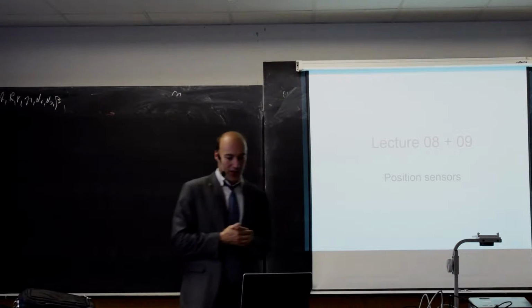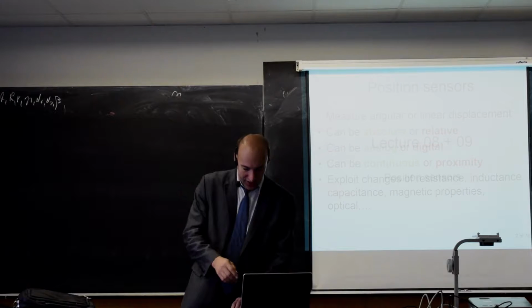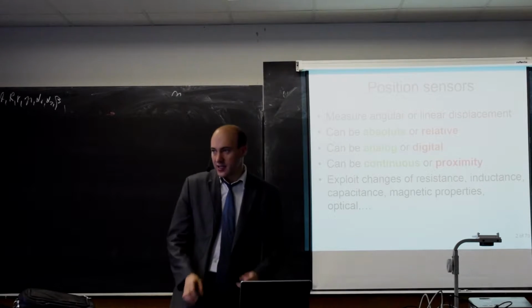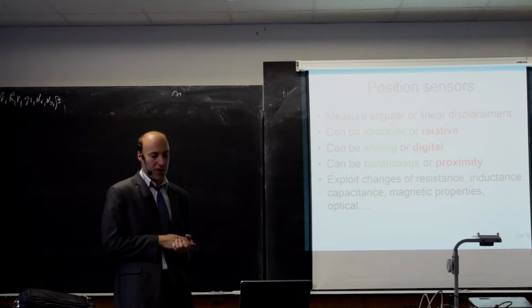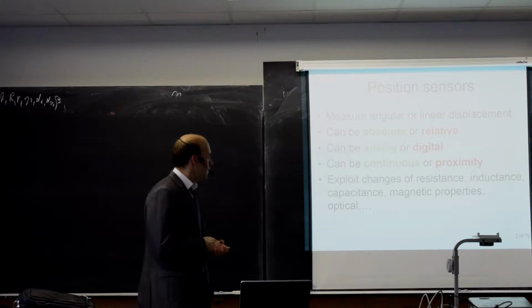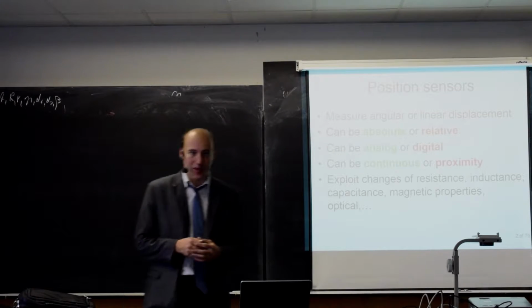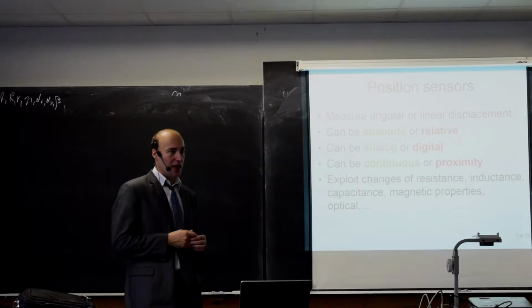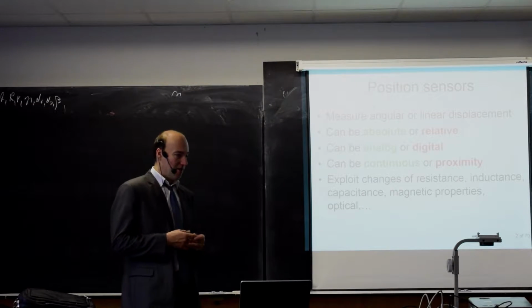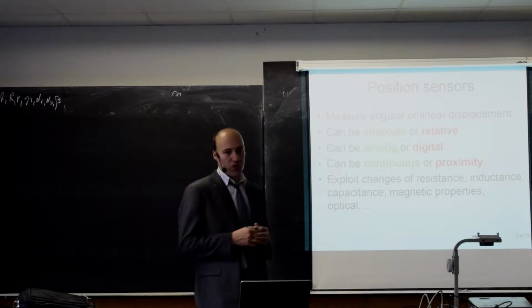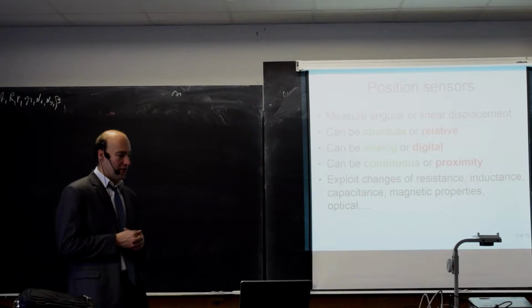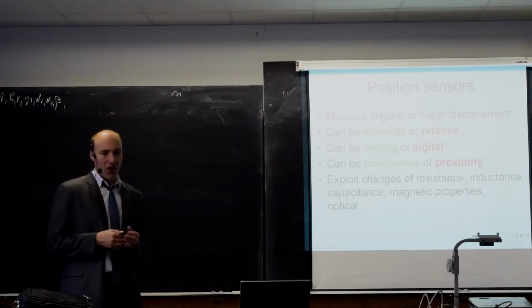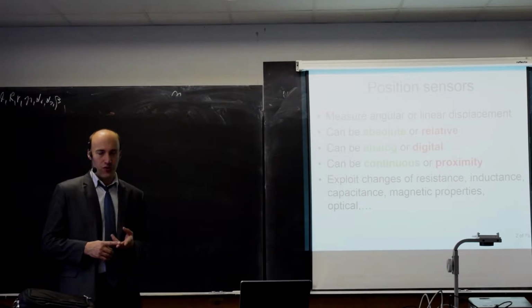We'll be talking about different kinds of position sensors, and we'll be talking about sensors for linear and angular displacement. Today we'll be mostly talking about sensors for linear displacement. At the very end we'll start angular. There are many types of position sensors. Regarding what properties the sensor has, we'll be talking about absolute and relative sensors.